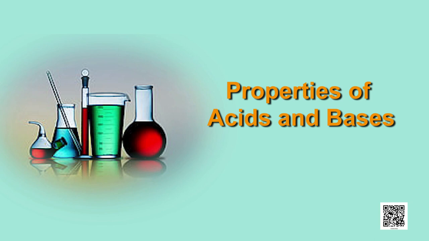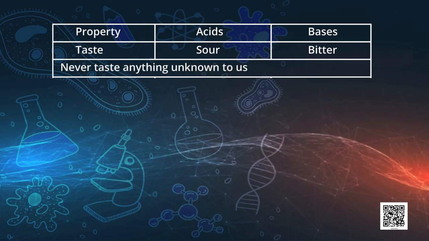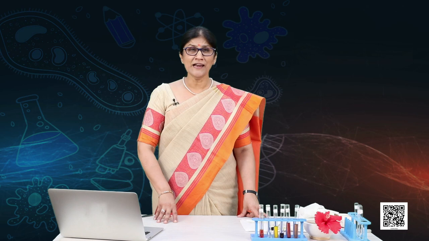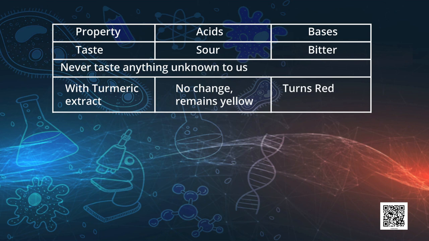So, my dear young scientists, in today's chapter, that is acids, bases and salts, we will have ample opportunities to put on our thinking caps and perform. Before we move forward, let's recall what we already know about acids and bases from our class 7. We studied about the taste: acids taste sour, yes, and bases, what is the taste of the base? The base tastes bitter. And I would like to tell you that we should never taste anything that is unknown to us. That is the first rule of being a scientist. Unless you know something, please do not put it in your mouth. So the first property we studied about acids and bases was sour and bitter.